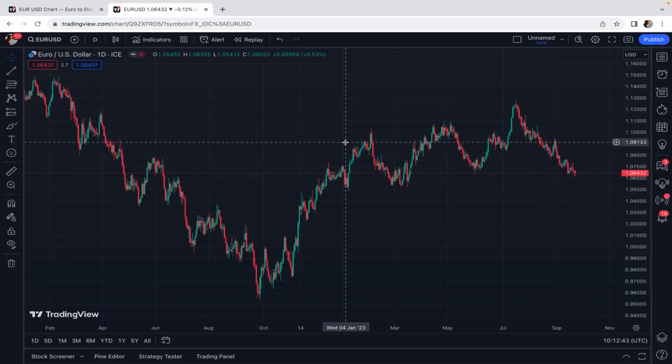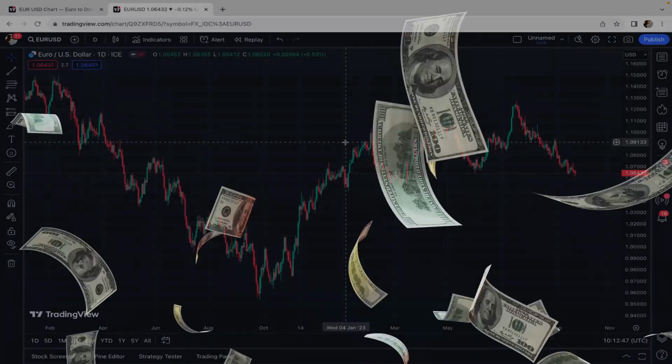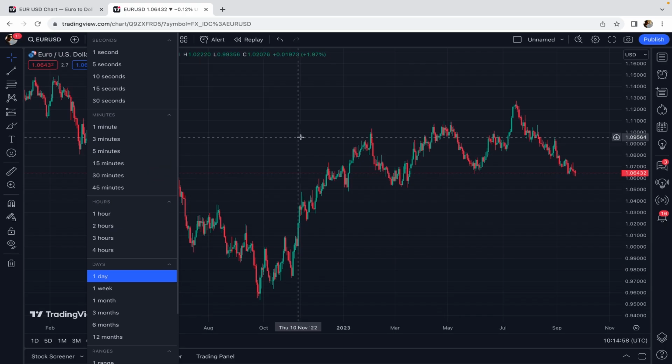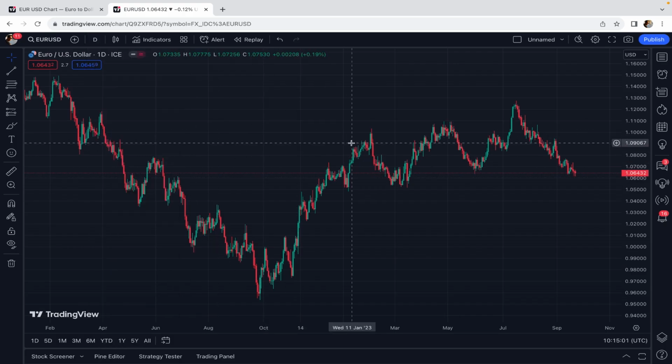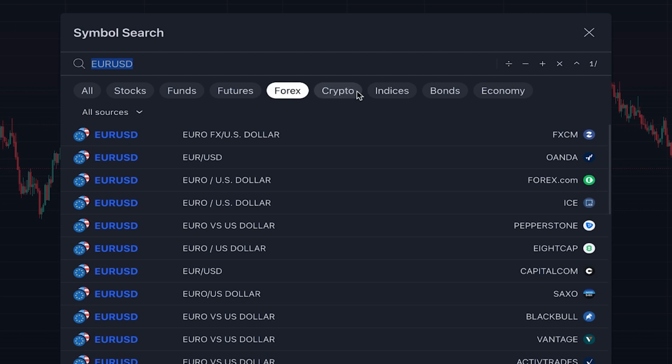In today's video, I want to teach you a very easy trading strategy that can make you money consistently. At the moment, we are on the 1-day time frame, but this trading strategy can also be used on lower time frames. This is the price chart of euro to US dollar, but there is no limitation on this, and you can use this trading strategy on any other asset or market, whether it's Forex, crypto, or stocks.